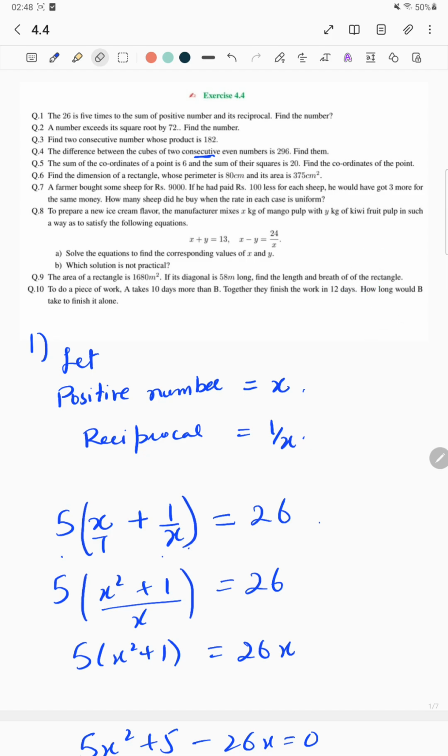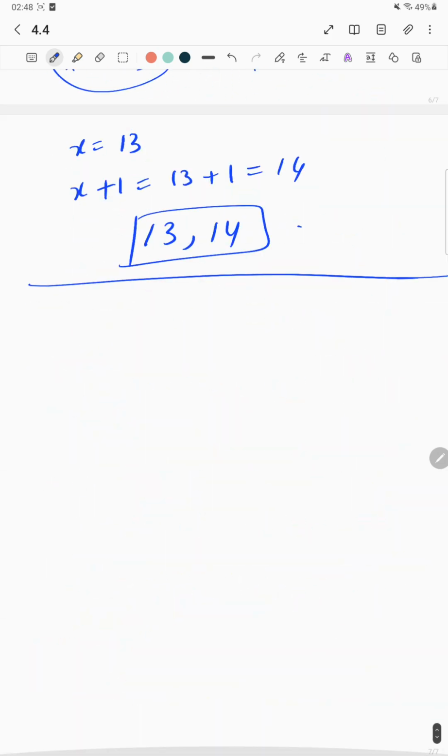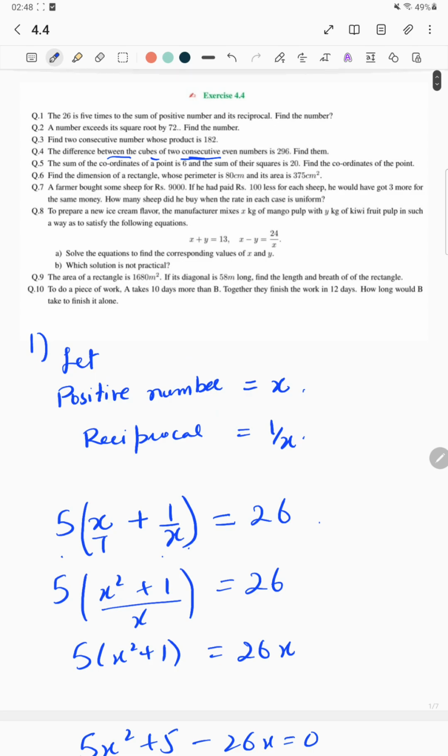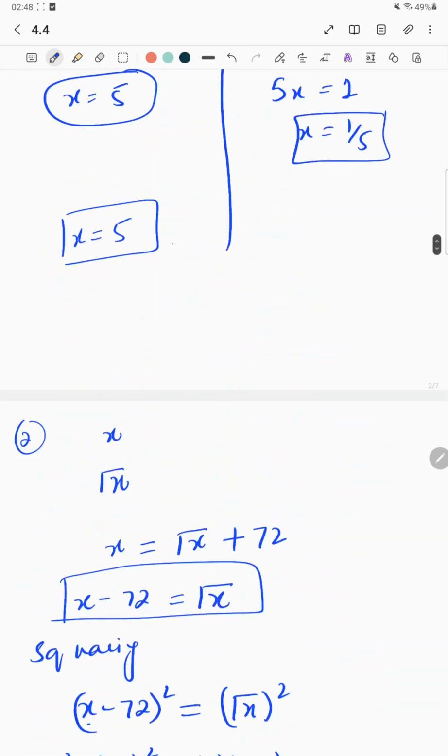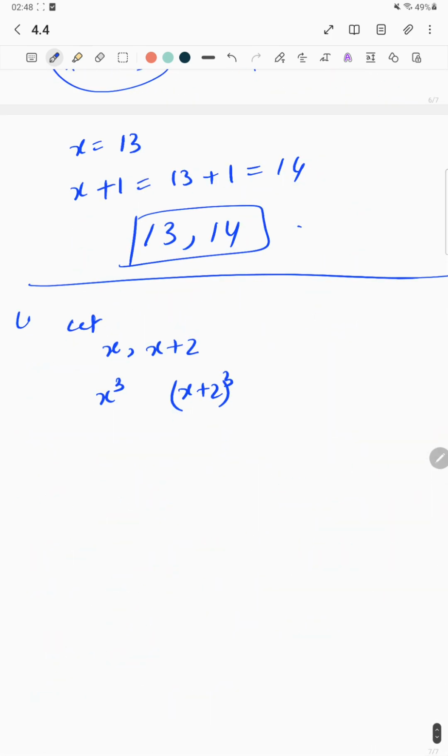Now we are talking about the difference between the cubes of two consecutive even numbers. First of all, let the consecutive even numbers be x and x plus 2. Then it is talking about the cube of the consecutive even numbers. The difference between the cubes of two consecutive even numbers is 296. So they are saying I have two consecutive even numbers, the difference means subtraction, and it should be equal to 296.